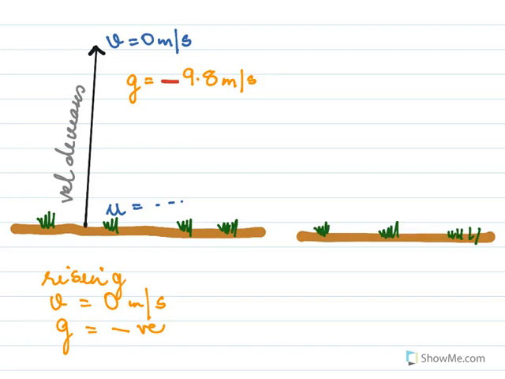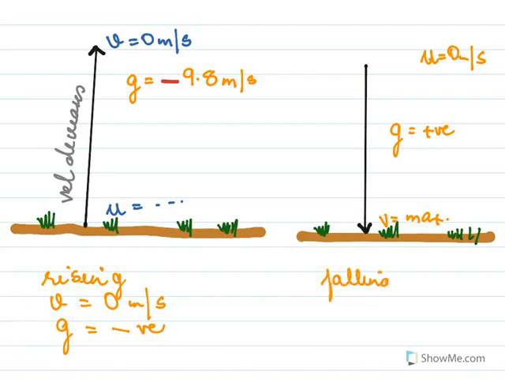Now for a body that is falling down, coming downwards under the influence of gravity, we take the initial velocity U as 0 meter per second. The velocity then increases as it goes down, the velocity keeps increasing and the G will be positive. And before it touches the ground, the final velocity is maximum. So for a falling body, the initial velocity U is 0 meter per second and acceleration due to gravity is positive because the velocity keeps increasing as it comes down.